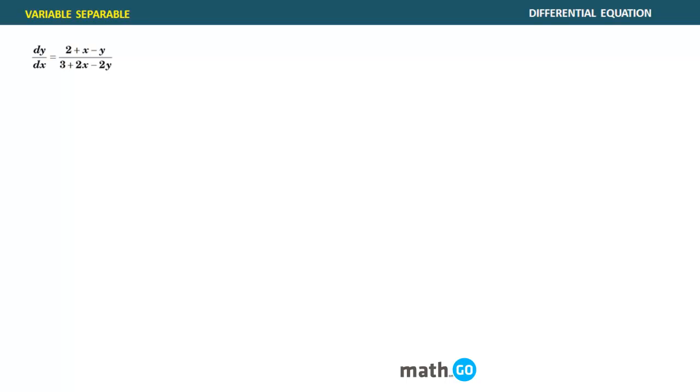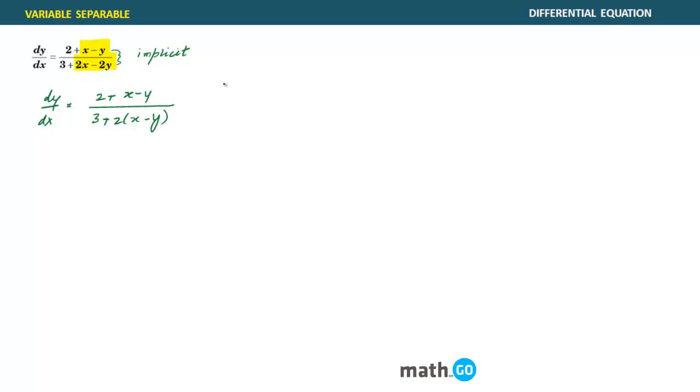Let's take another problem to understand the concept of questions which are reducible to variable separable. So here you can see, again this is an implicit function. We cannot separate x and y in terms of x and y. But as we did earlier, we substituted some value to make it in terms of only t and x. Here, can you see a pattern? The pattern is x minus y, and this is 2x minus 2y. So can I say that dy by dx is nothing but equal to 2 plus x minus y by 3 plus 2 times x minus y.